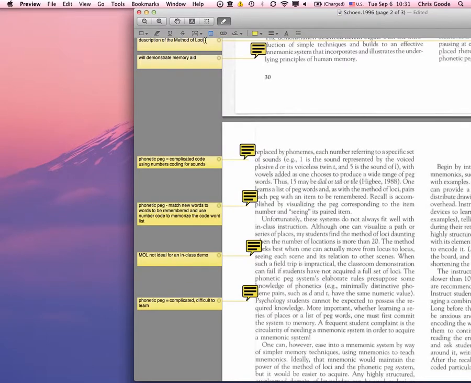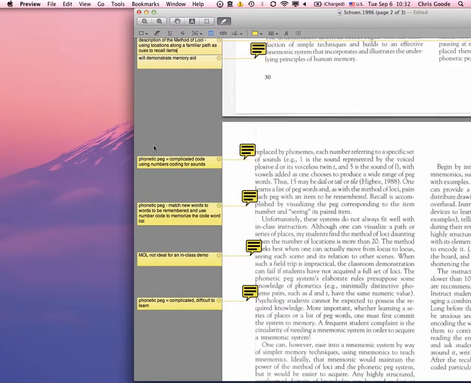Oh, and that's his description of the method of loci. So I'm going to write about what I remembered about it. Method of loci is using locations along a familiar path as cues to recall items to be remembered. Well, recall items.